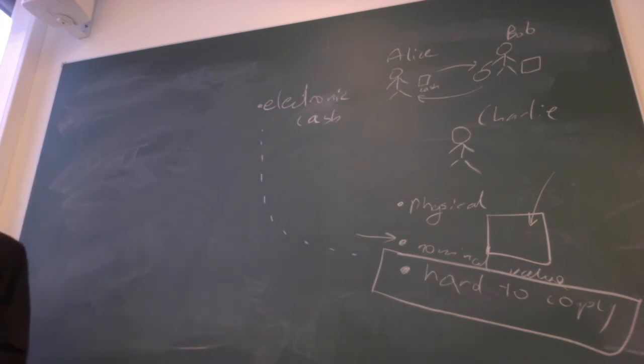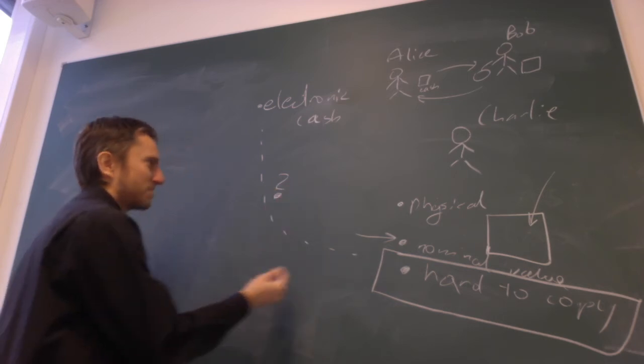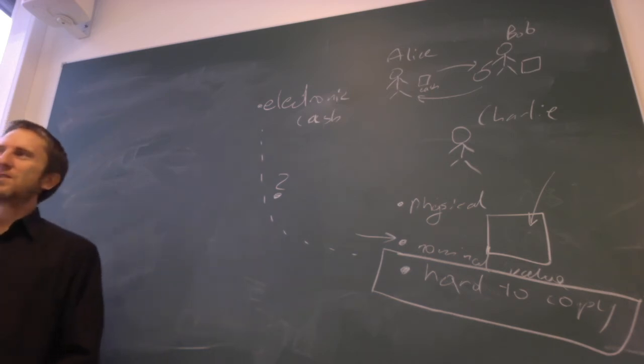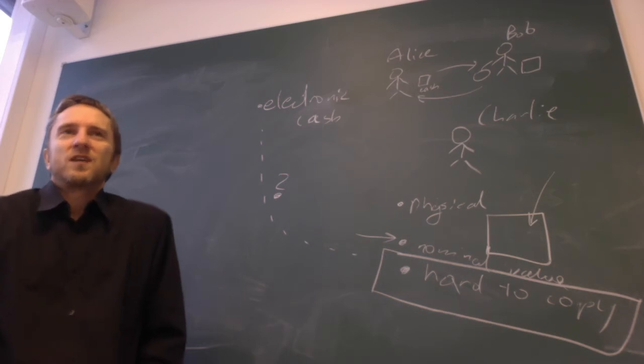What is hard to copy on a computer? What do you have on your hard drive that is hard to copy? Exactly. Nothing is hard to copy, right? Inside a computer, everything is easy to copy. So we have a problem, because for cash to work, we need the property that it's hard to copy, and everything in the computer is easy to copy. So how do we solve that?